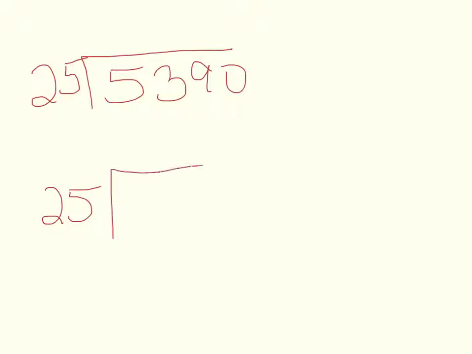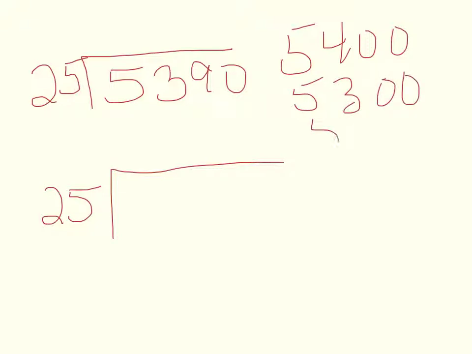Now, we need to decide: is 5,390, is 5,400 a good number to work with? Or 5,300 a good number to work with? Or 5,000 a good number to work with? Victor, tell us, which number should we work with? Which number is easier to divide?